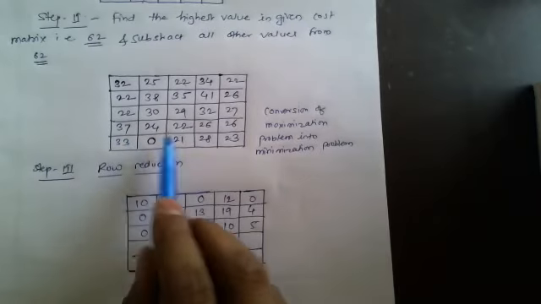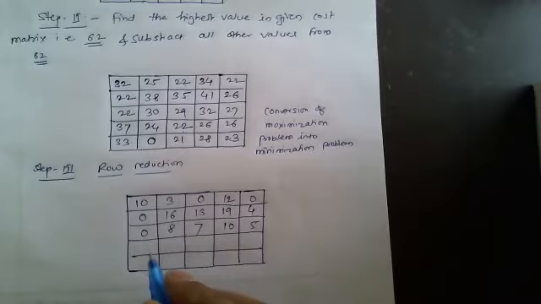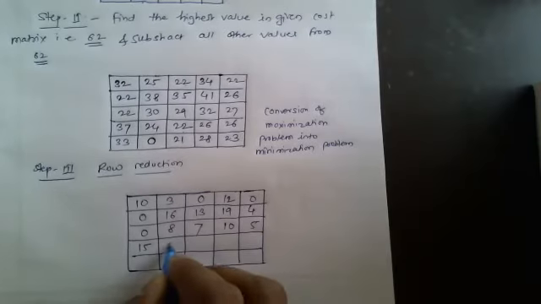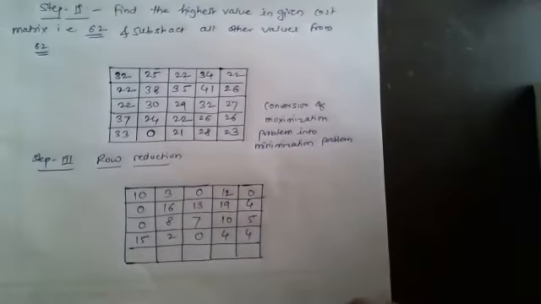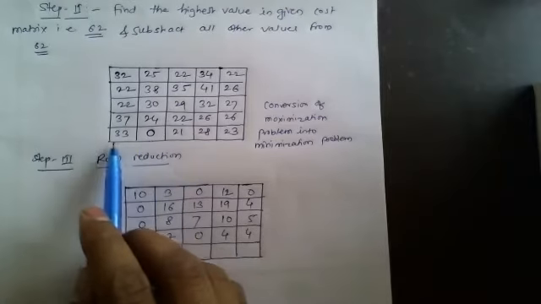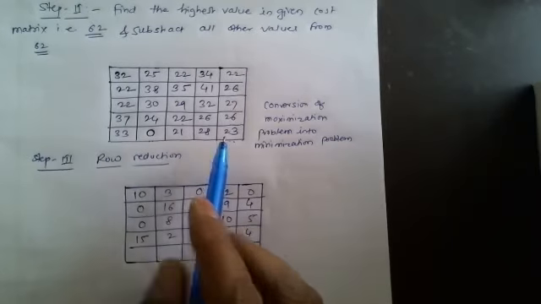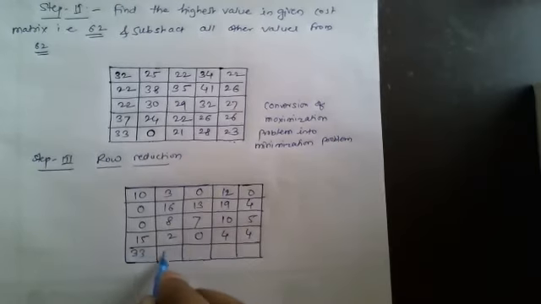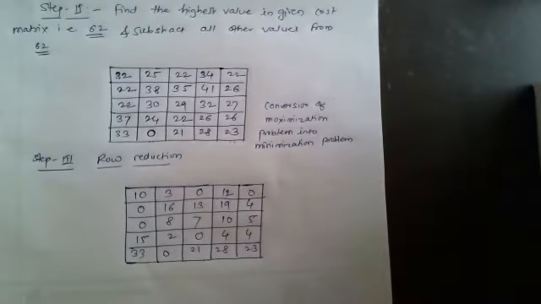Next, in this row, again 22 is the minimum. So I'll subtract this 22 from this row. It will become 15, 2, 0, 4, and 4. Now in the last row, what is the minimum? 0 is the minimum. So we have to subtract this 0 from all other values. It doesn't change anything here, so I will write this row as it is. That is 33, 0, 21, 28, 23. This is the row reduction.